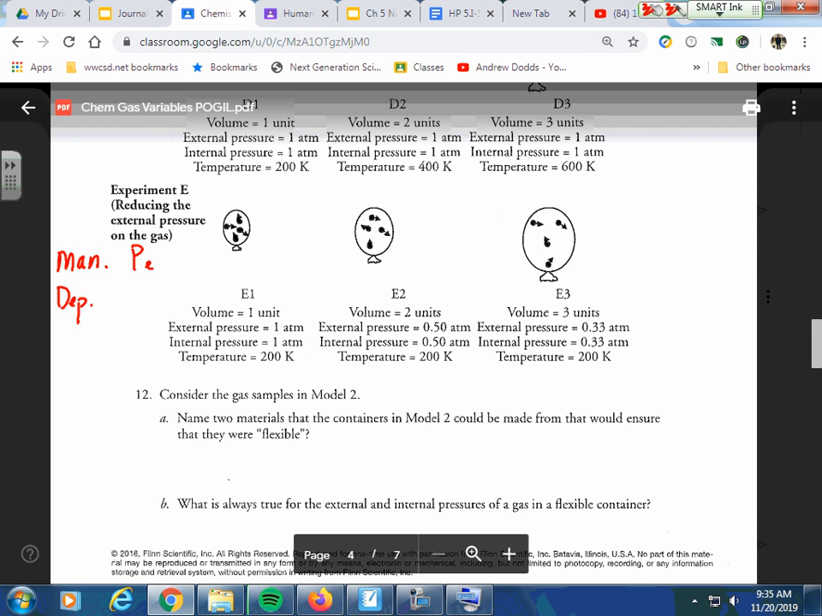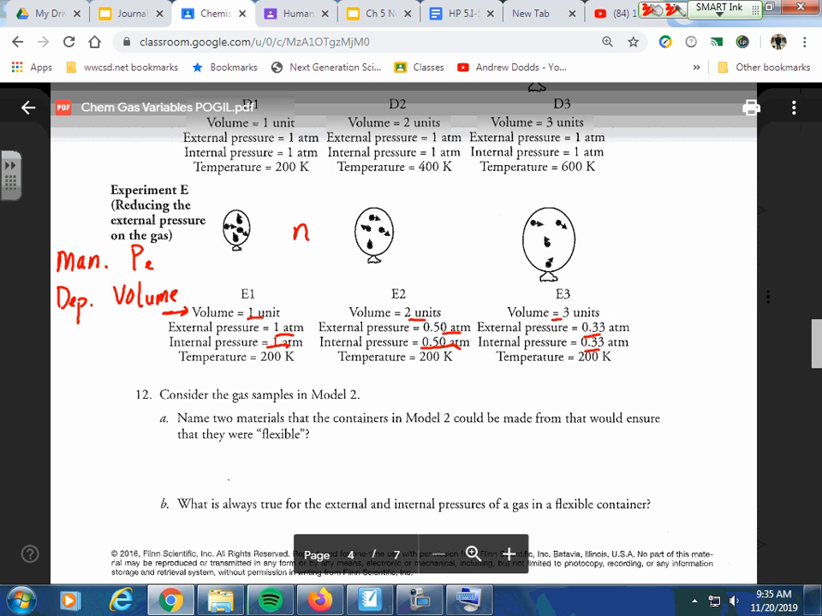Volume, he says. Does anybody disagree with that? Let's look at what's changing. What are our variables in this experiment? Is the gas changing? Nope. Is the volume changing? It is. Yep. Goes from 1 to 2 to 3. So that's a variable. And the other thing that's changing, external pressure. And internal pressure is changing too. Why is that? Okay, so if we're changing the external pressure, that means the internal pressure is going to get changed as well.